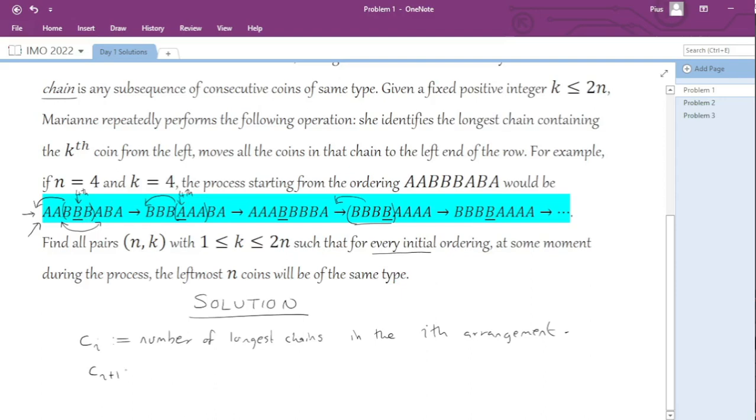So this is less than or equal to Ci. So that means that Ci is a decreasing sequence. It doesn't have to be strict.